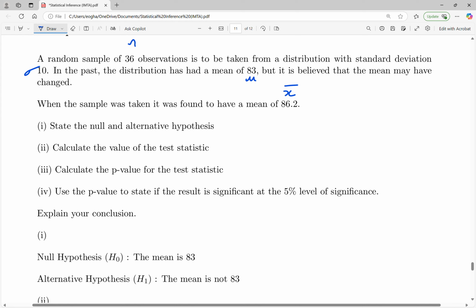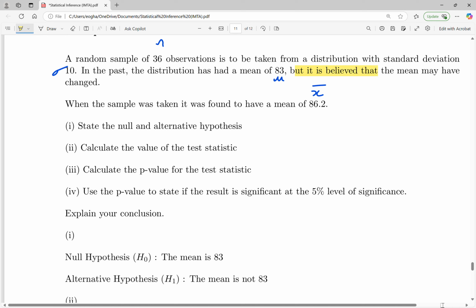What we do is we state the null and alternate hypothesis. Now, this is a great example here: even though it is believed that the mean may have changed, the null hypothesis is the hypothesis of no change, that it is the same, that mu is equal to 83. The alternate hypothesis is there is a change, so H1 is that mu is not equal to 83.